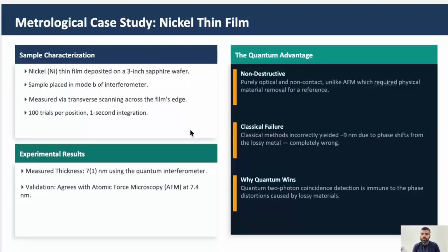This agrees beautifully with atomic force microscopy, which gave 7.4 nanometers, with an error of 0.01 nanometers.